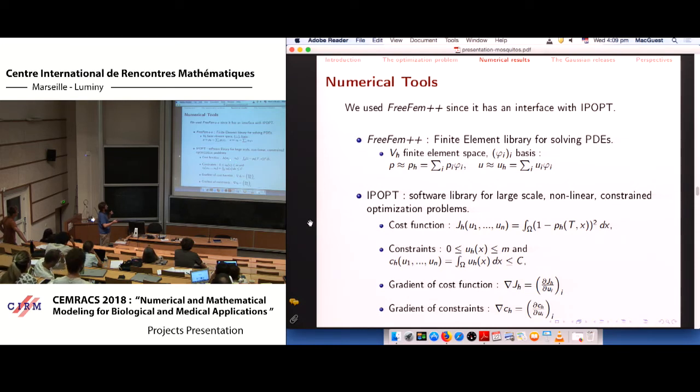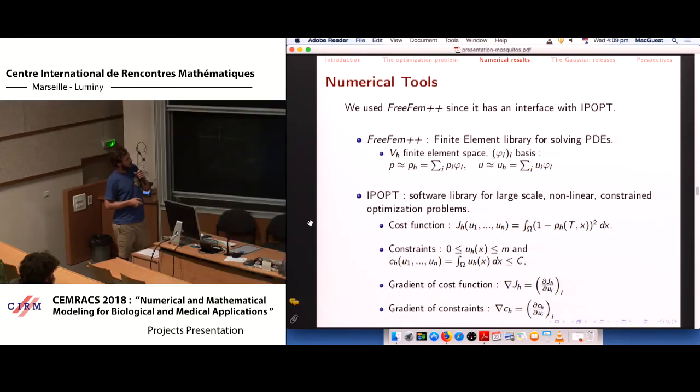To start off with, we have the cost. It's going to depend on the coefficients for the control. So we have to compute, first off, the associated solution of the PDE, and then the integral, and all this is pretty straightforward with FreeFem. Then the constraints, again, it's really just straightforward. We just have the control that has to be bounded, and again, we can compute the integral very easily with FreeFem.